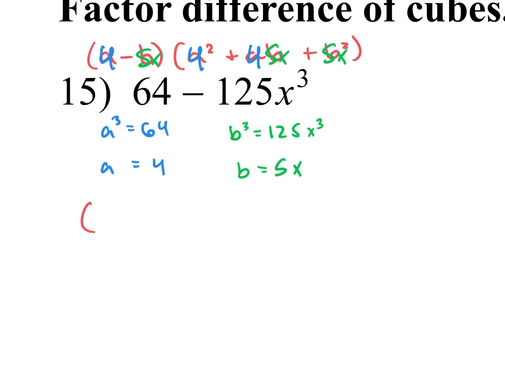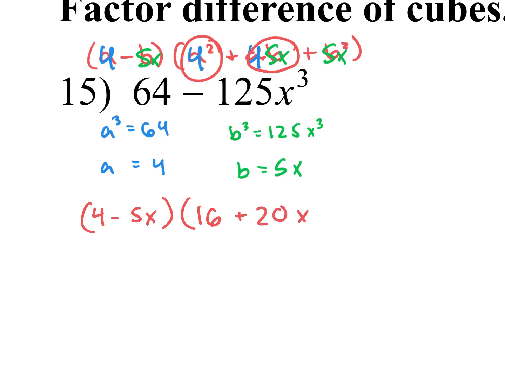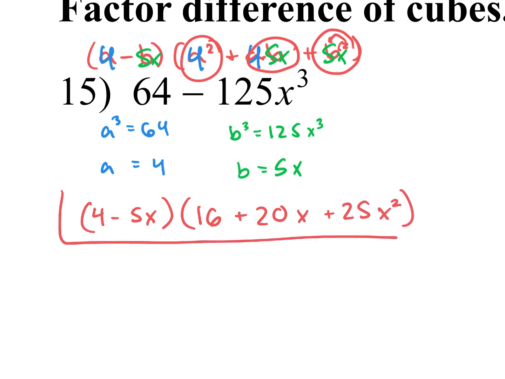All right, so then my answer, how would I write the first parentheses? 4 minus 5x. What comes next? 4 squared is 16. Then I have 4 times 5x, which would be plus 20x. And then 5x squared. Don't forget, you have to square the 5 and square the x. So what would this be? 25x squared. Awesome. So then that's the answer.